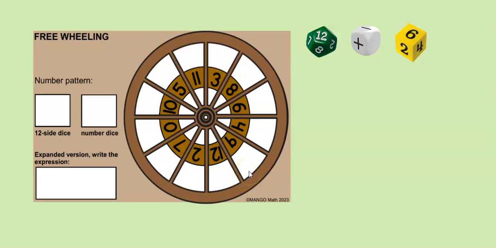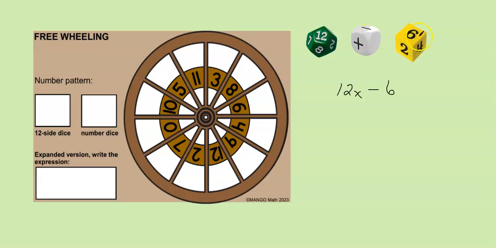So to start off, one of the students will secretly roll 3 dice, one being a 12-sided dice, one being a plus and minus dice, and another being a 6-sided dice. And they're going to create an expression. So in this case, we have 12, and I'm going to put x because that's going to be what we multiply, that's that interior number, minus the 6.